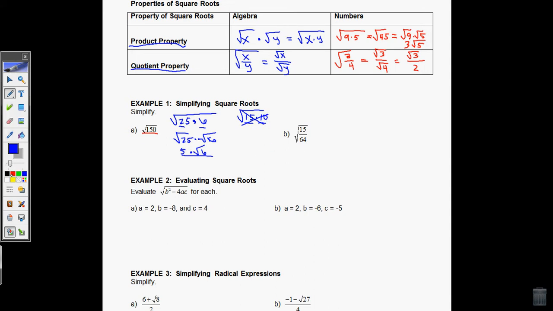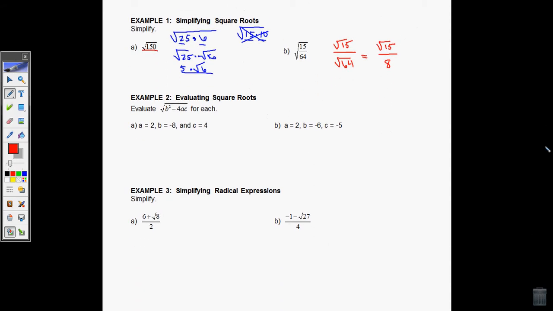Now let's look at B. If I have the square root of this horrendous fraction, 15 over 64, how am I supposed to find the square root of that, or at least simplify it? Well, the quotient property tells me I can take the square root of the top, square root of 15, over the square root of the bottom, 64. And do I know the square roots of either of these? Well, the numerator, not so much, square root of 15. The denominator, though, square root of 64, that I do know. Ocho, also known as 8.